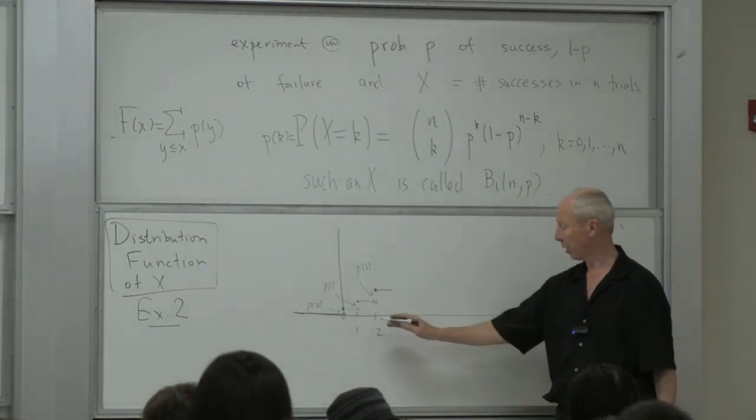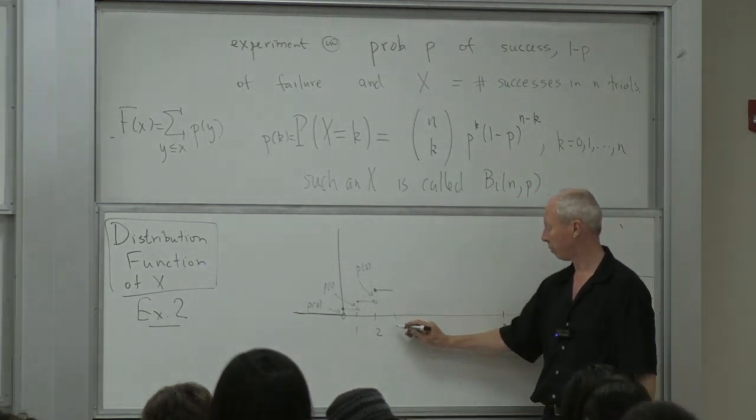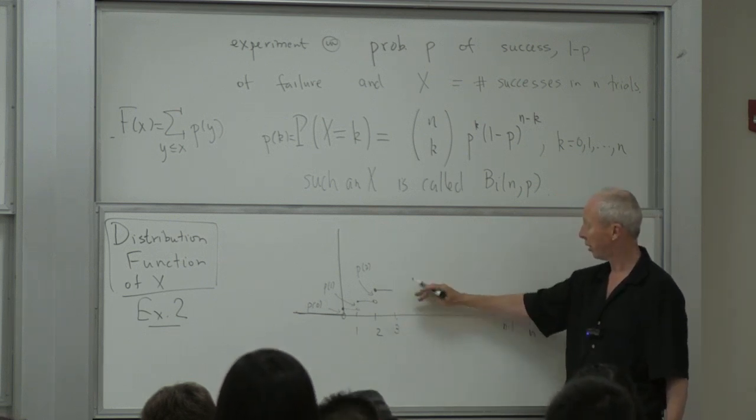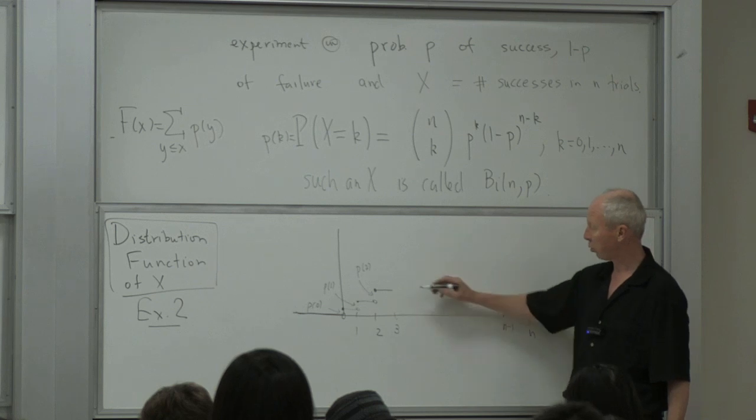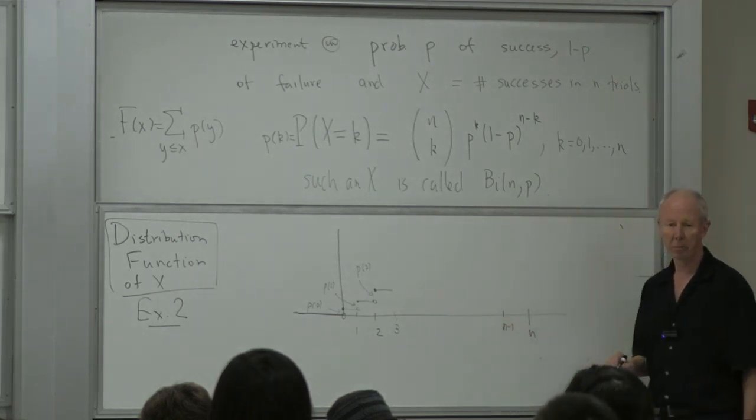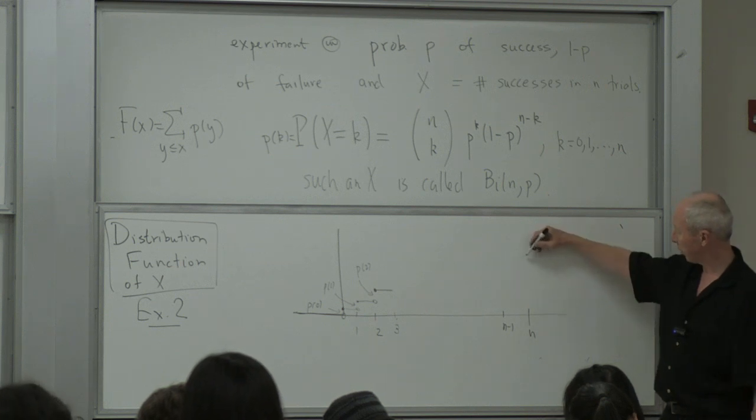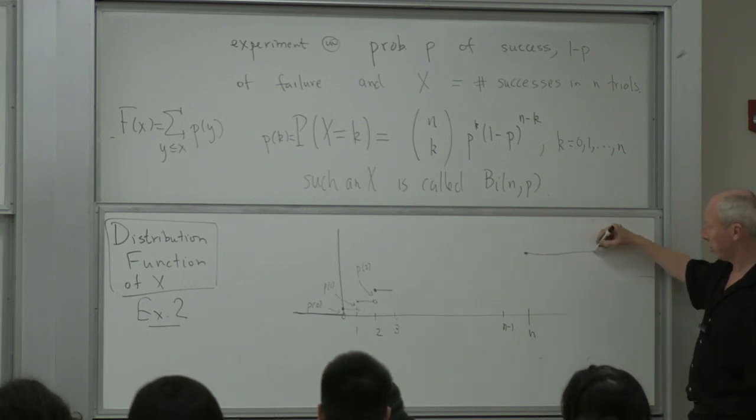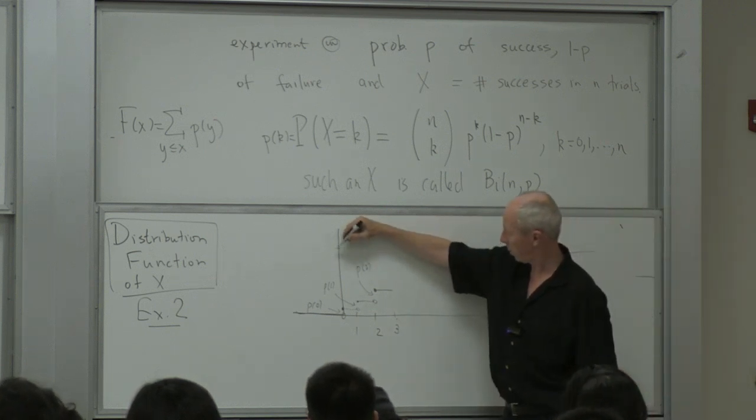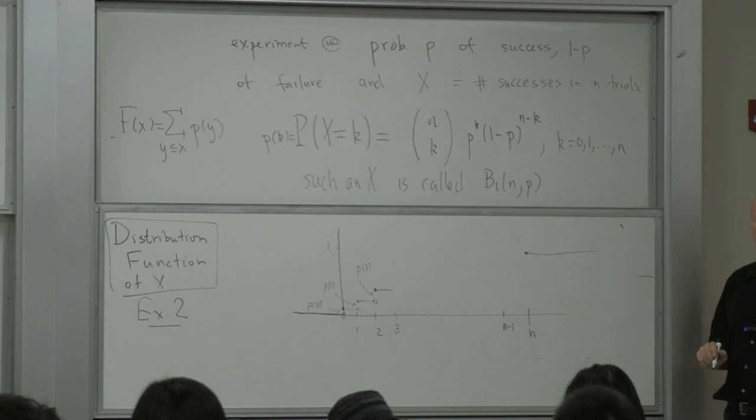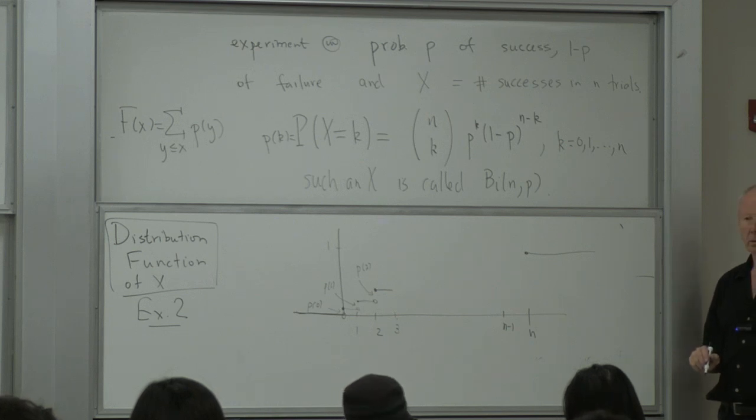Okay. So every time you come across, in this case, the random variable has only integer values. Every time you meet an integer, you'll have a jump. And the jump size will be the value of the PMF at that integer. And then finally, when you get to n, after n, the value of the function is 1, because there are no more jumps to be added.